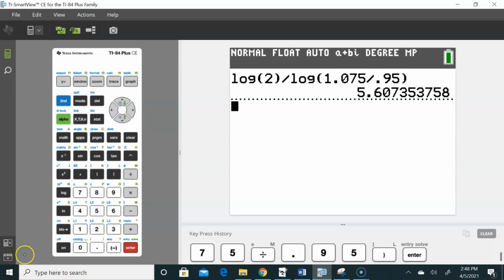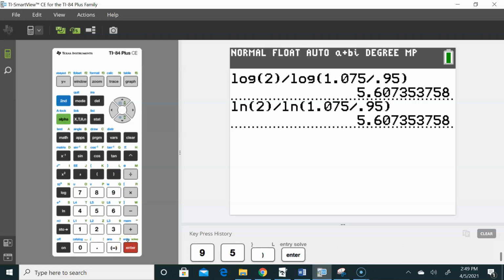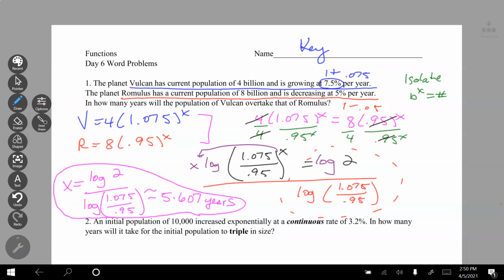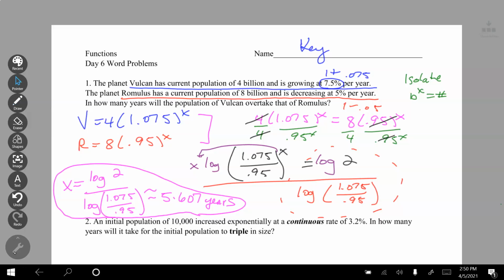Just to show you how consistent things are, I could have done ln of 2 divided by ln of 1.075 divided by 0.95, and I would have got the same result. Log or ln, it doesn't really matter. So like I said, I typed all this in the calculator, and I got a little bit more than 5.5 years that Vulcan will overtake Romulus in population.